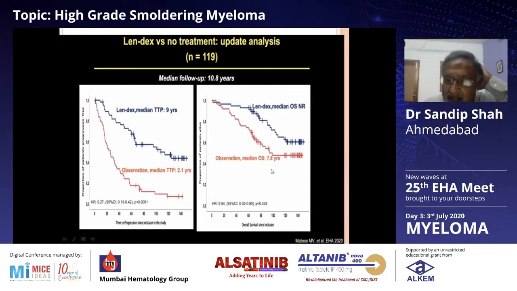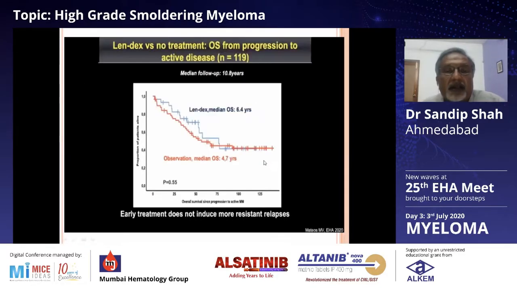And this was the abstract which was presented as an e-abstract by Dr. Mateos himself, showing the 10-year data. At 10.8 years also, there was an advantage in time to progression, 9 years versus 2.1 years for the observation arm. And there was also an advantage in overall survival for the Len-Dex arm. Median overall survival is still not reached compared to the observation arm, where median overall survival was 7.8 years.